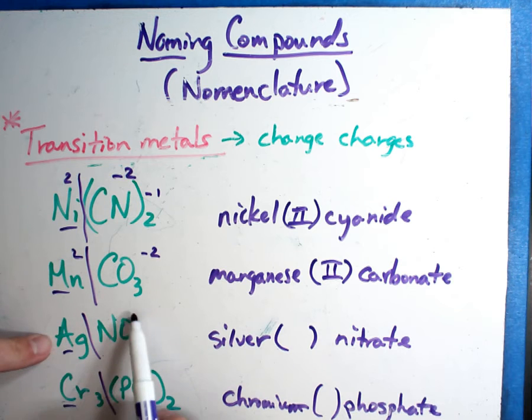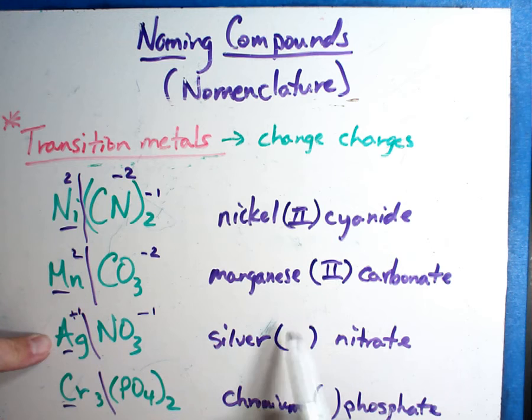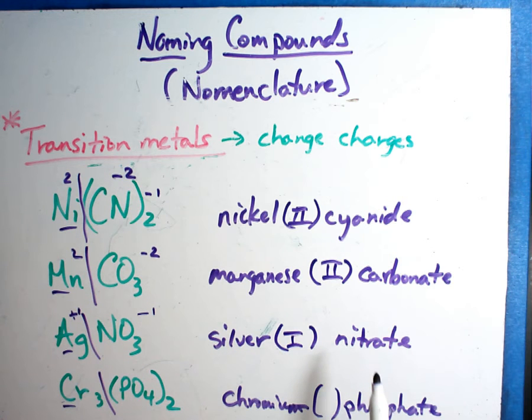Silver, nitrate is -1, and there's only 1 of them. Notice if there's more than 1, I have parentheses and a number. There's no parentheses and a number to multiply by. So if this is -1, this is +1, silver 1, nitrate. Now this might trick you. Why do I have the Roman numeral? I have to have the Roman numeral because silver's in the middle. Silver 1 nitrate.